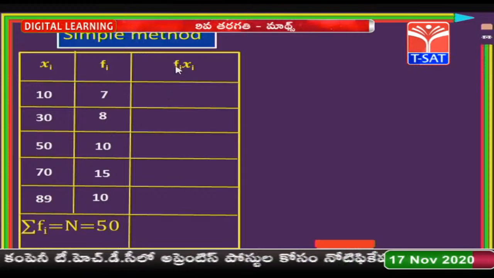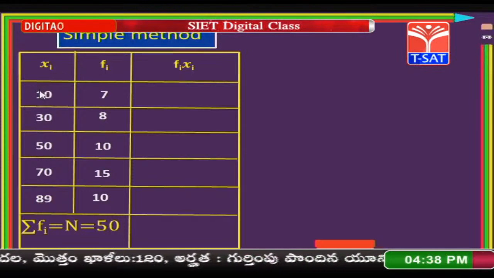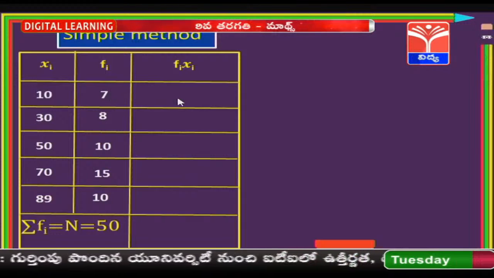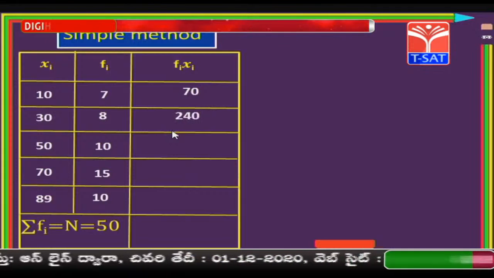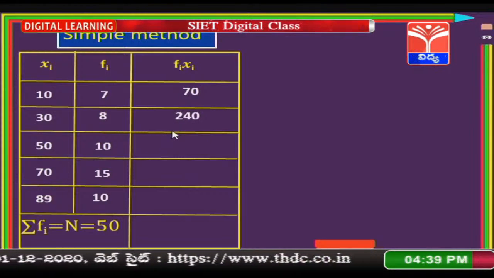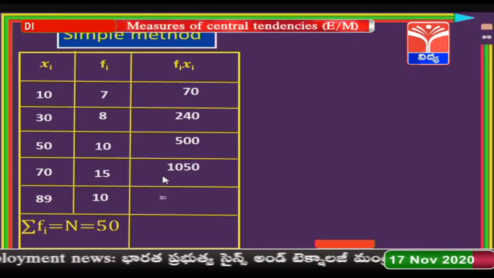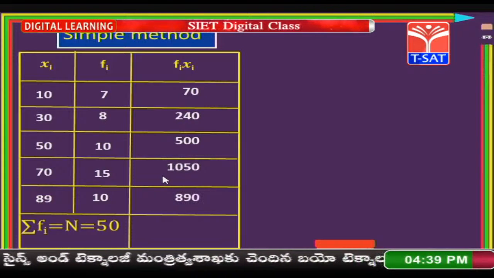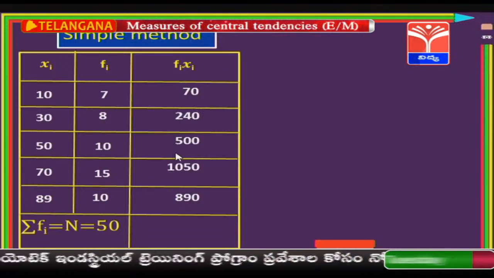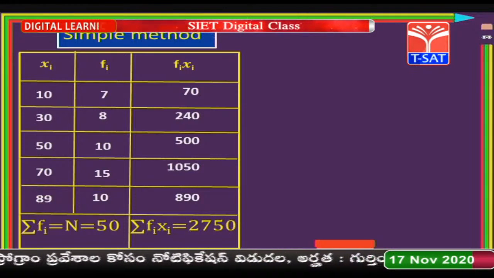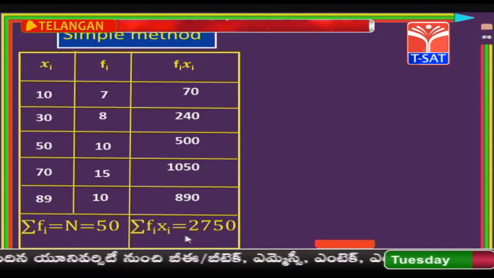Now, you are going to fill up the values of fi into xi. For that you are going to multiply the frequency value with the corresponding xi value. So, 10 into 7 is going to be 70, 8 into 30 is going to be 240, 10 into 50 is going to be 500, 15 into 70 is going to be 1050 and 10 into 89 is going to be 890. Now, when you add up all these fi xi values, you are going to get sigma fi xi. So, when you add up the values, you get 2750. So, you got sigma fi as 50 and sigma fi xi as 2750.